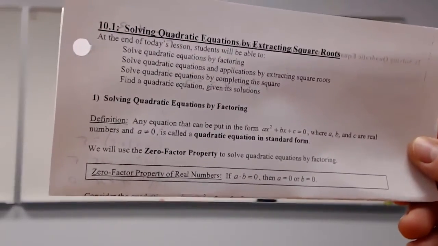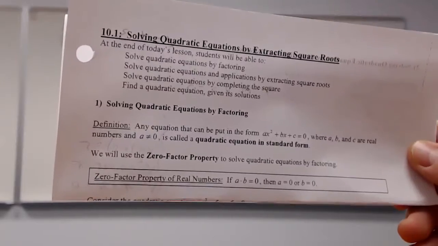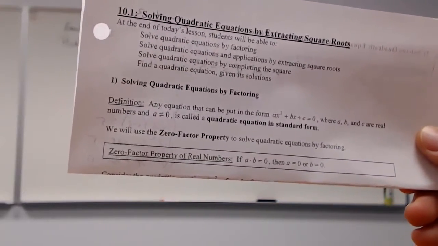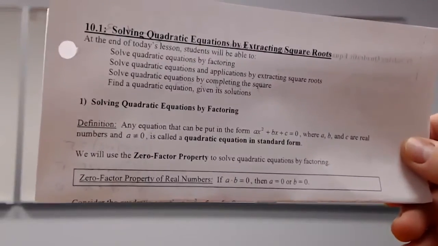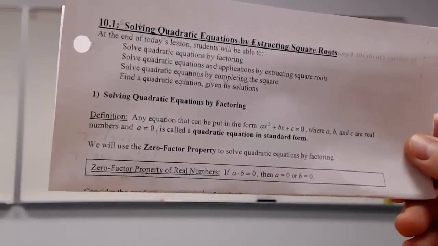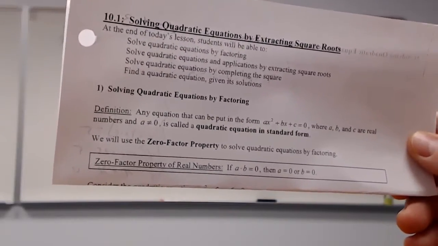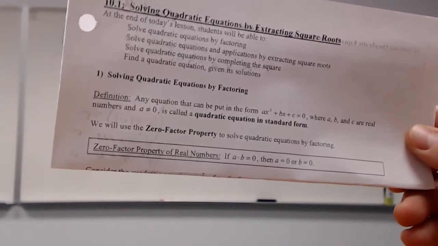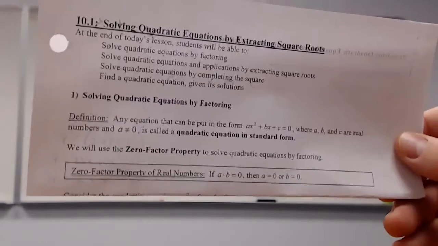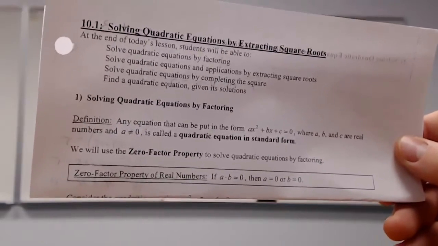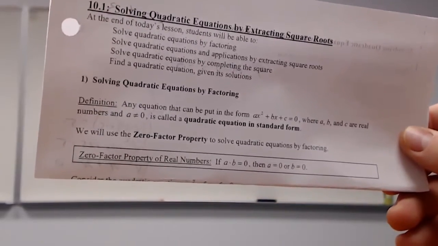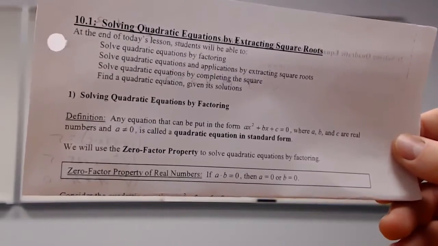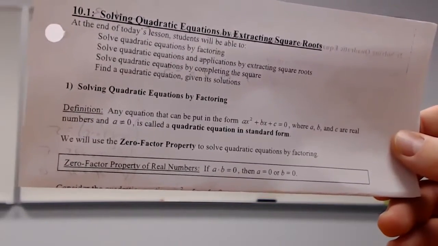But to solve quadratic equations by factoring, you need to understand the definition where it says any equation can be put into the form ax squared plus bx plus c equals 0, where a, b, and c are real numbers and a cannot equal 0. If that happens, that's called a quadratic equation in standard form. Something very important to be able to solve these is to use something called the zero product property, the zero factor property, to solve the equations by factoring.